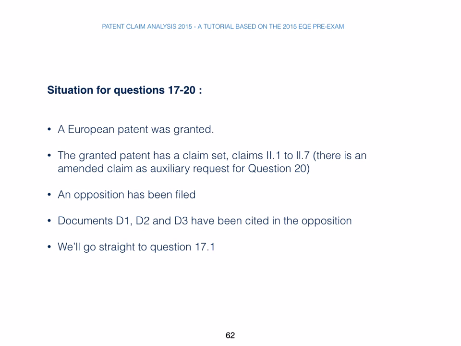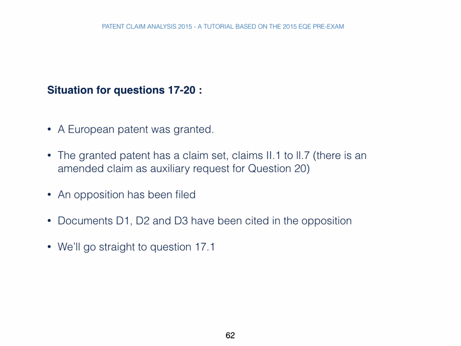For the remaining questions, the situation is that a European patent based upon the same invention has been granted. The granted patent has a claim set, claims 2.1 to 2.7, plus an auxiliary request claim for question 20. An opposition has been filed.